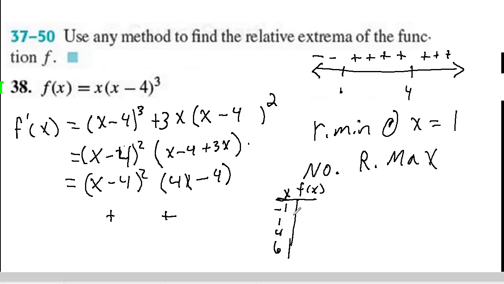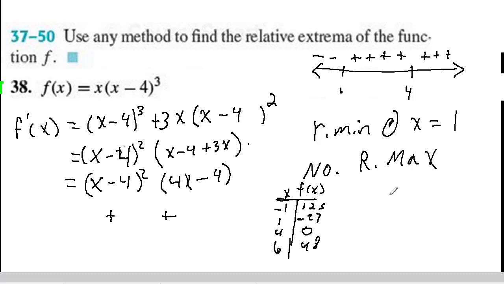At -1, the calculator tells me it's 125. At 1, we get -27. We know that that is a relative min, -27. At 4, we don't need the calculator for that. When I put 4 in, 4 minus 4 is 0. Cubed is 0, times anything is still 0. And then at 6, the calculator tells me that we get 48.